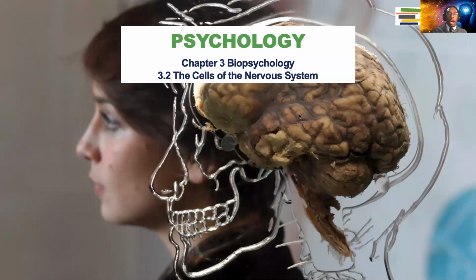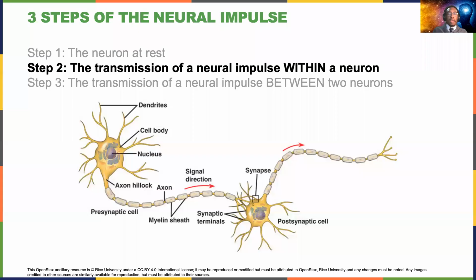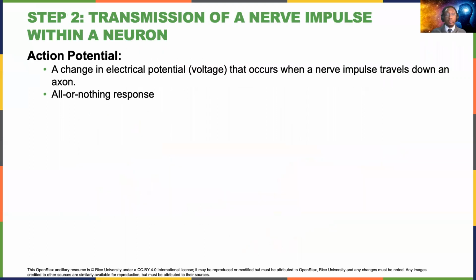In this video, I will be discussing the transmission of a neural impulse within a neuron, the chemical changes that occur in order for a neural signal to propagate down a neuron and allow our brains to communicate with the rest of our body. So an important term to know in this step is the action potential.